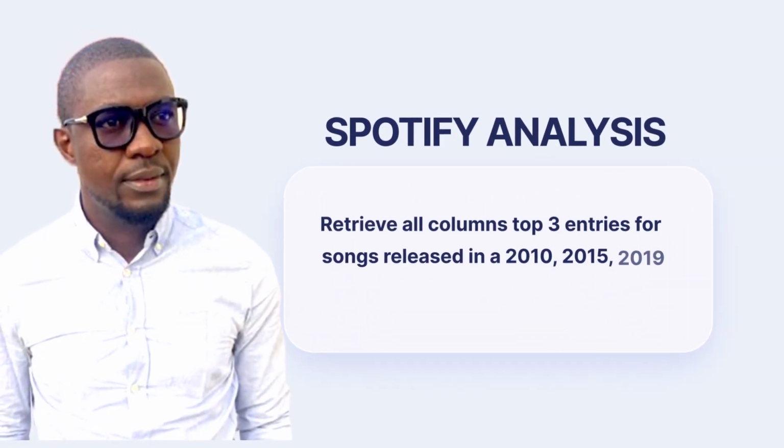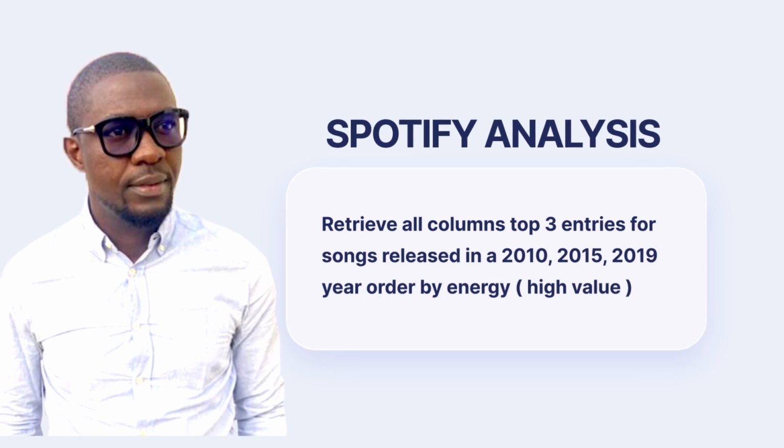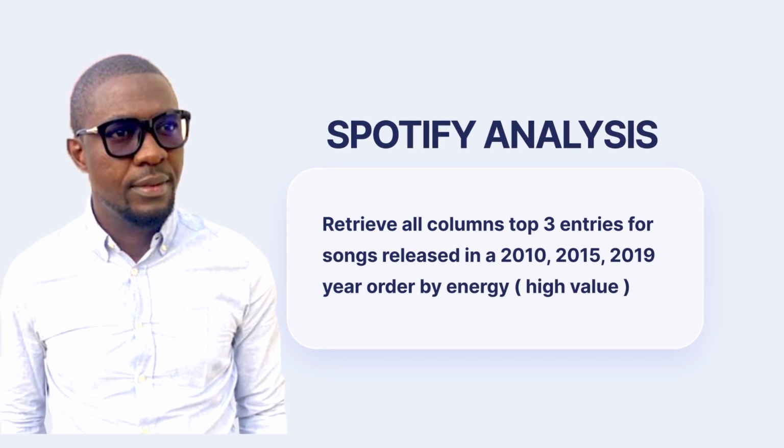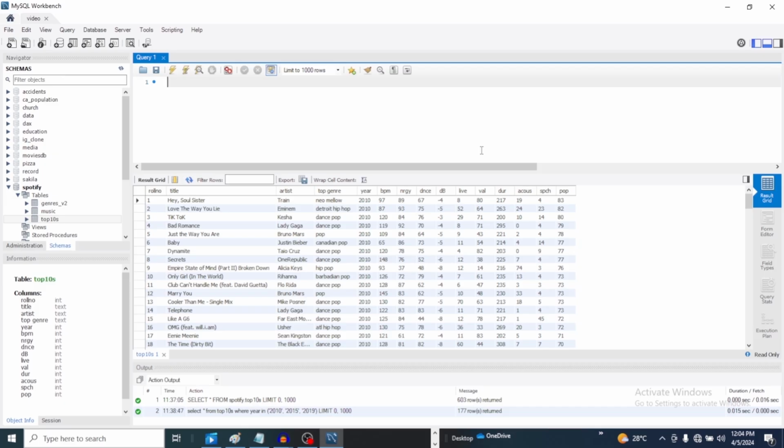The next question. Retrieve all columns, top 3 entries for songs released in 2010, 2015, 2019. Order by energy, high value. Right now we are going to use our window function, and window functions apply aggregates, ranking, and analytics functions over a particular window or set of windows. So let's do that.